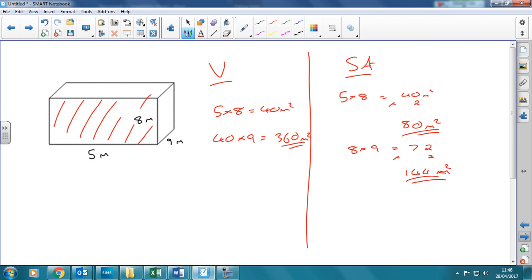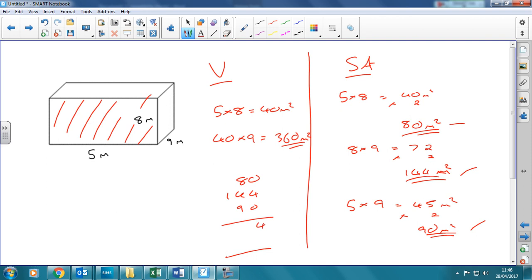And then we've got the one on the top, which is a 5 by 9, which equals 45 metres squared. And we're going to times that by 2, which makes 90 metres squared. Then we're going to add 1, 2, 3 things together. So 80 plus 144 plus 90. So if we add that together, it's going to be 4. Then we've got 12 plus the 9 is 21. Then we've got the 1 that carried over 2, which makes 3, so 314 metres squared.